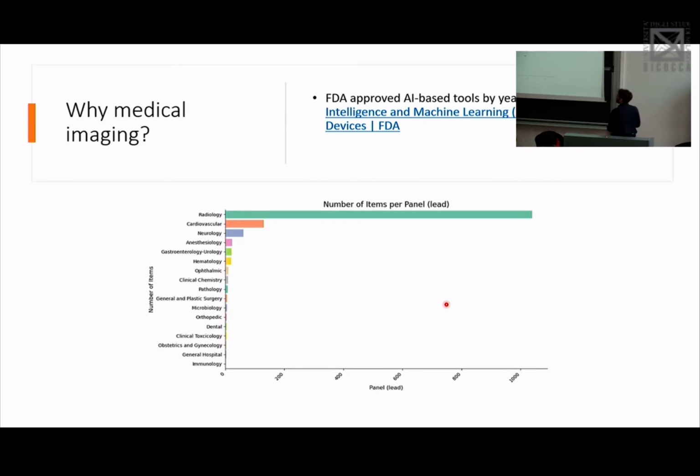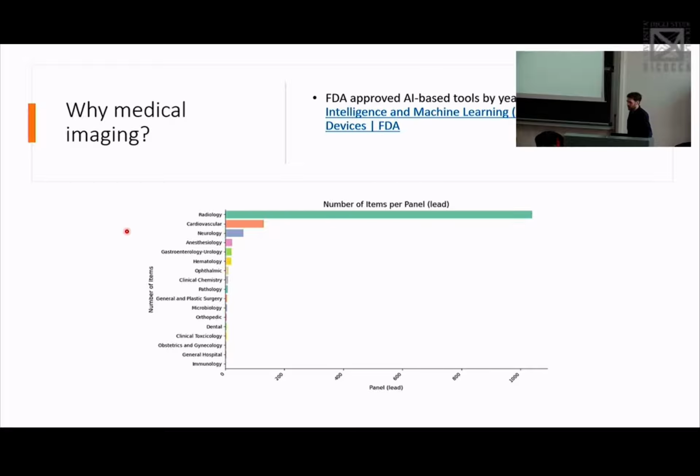The second question is, why medical imaging? If we take from this website by the American FDA, where they publish a list of devices, including AI within them, to any possible extent. Sadly, it has not been updated since May 2025. But if you take it, you see in which field of medicine these medical devices that use AI are working. And out of the 1,000 and something are in radiology.